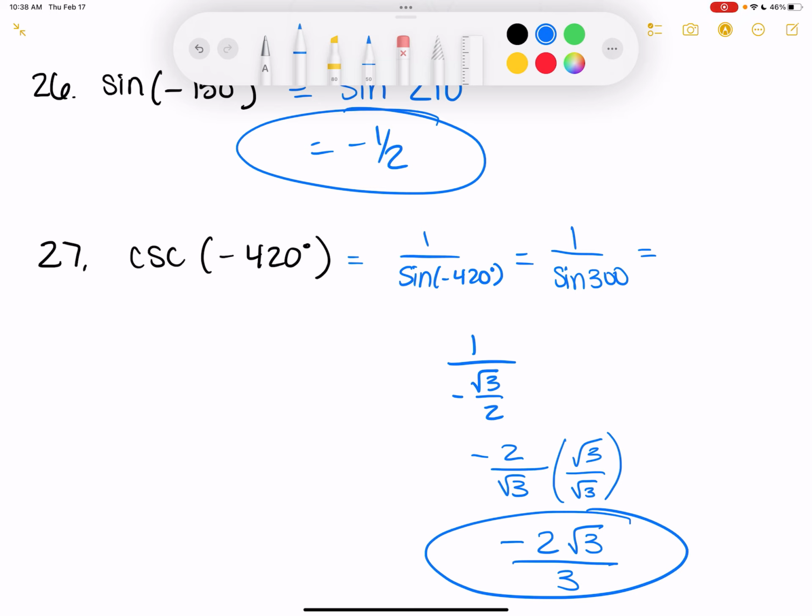Okay, so we found the sine of 300, but that was on the bottom. So we had to actually write it this way. So 1 over that value, and then we had to just simplify it so we didn't have the radical on the bottom anymore.